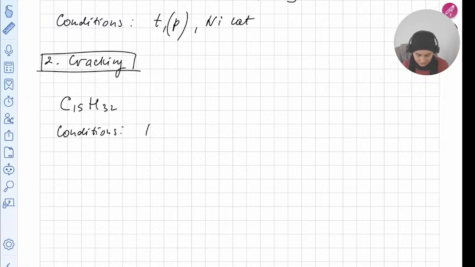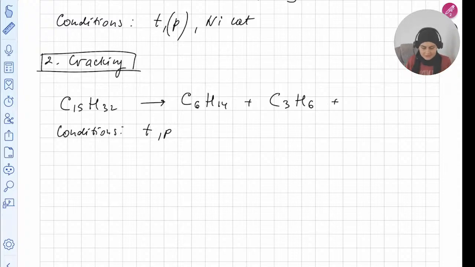Conditions, let's say high temperature and high pressure, and I'll break the chain somewhere. Let's make, for example, C6H14, and then let's make C3H6, random stuff, right? So this is an alkane. How do you know that it's an alkane? You know this because it obeys the formula CnH2n+2.